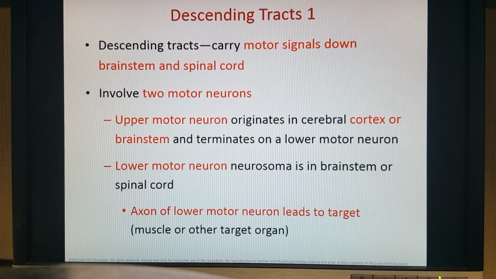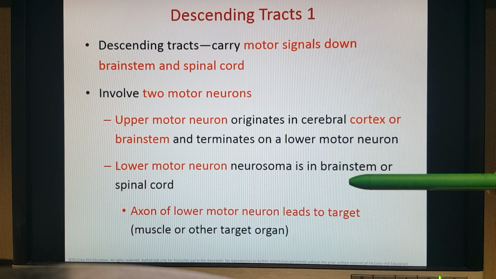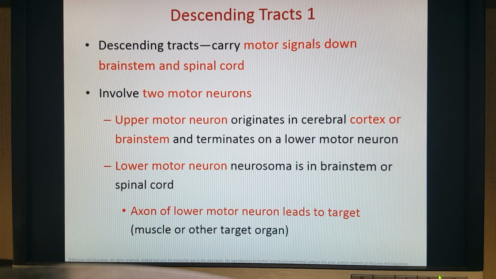For our descending tract, these are motor commands going from the brain traveling down our spinal cord. There are 2 neurons involved with it. We have our upper motor neuron sending it from the cortex to the brain stem, and then it will synapse with a lower motor neuron that takes it from the brain stem or spinal cord to our particular target. Our target, of course, in this case is a muscle.